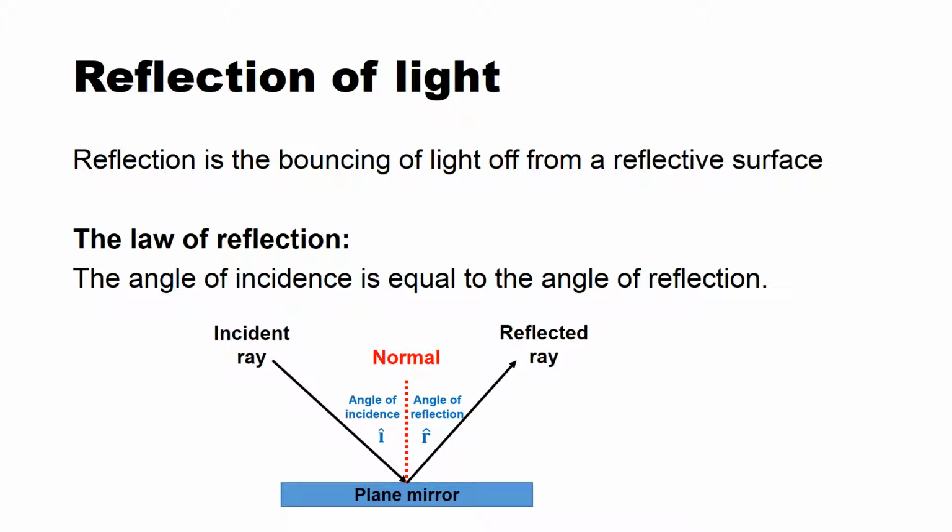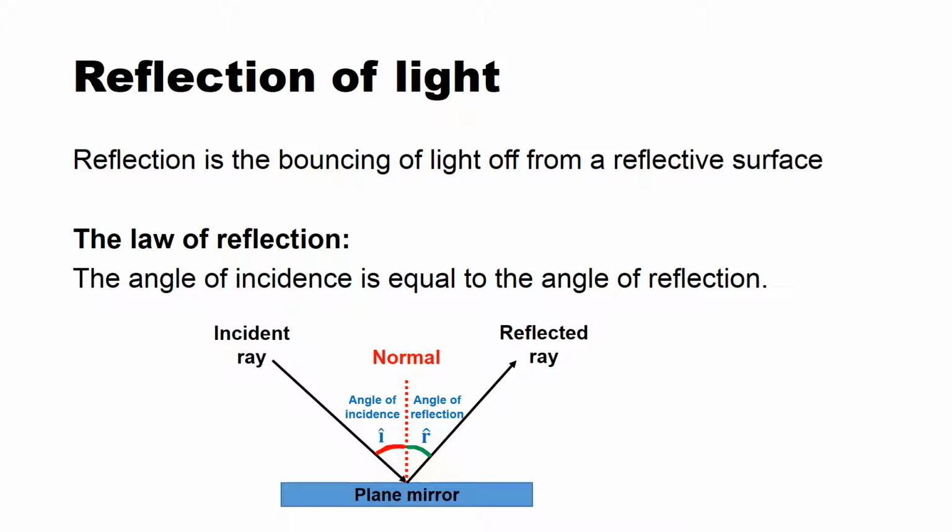Light is reflected whenever it bounces off a reflective surface. Now, most reflective surfaces tend to be shiny and they tend to be smooth. In this diagram, you can see an example of the law of reflection. The law of reflection, very importantly, says that the angle of incidence, that's that angle over there, is always equal to the angle of reflection. That's that angle over there.